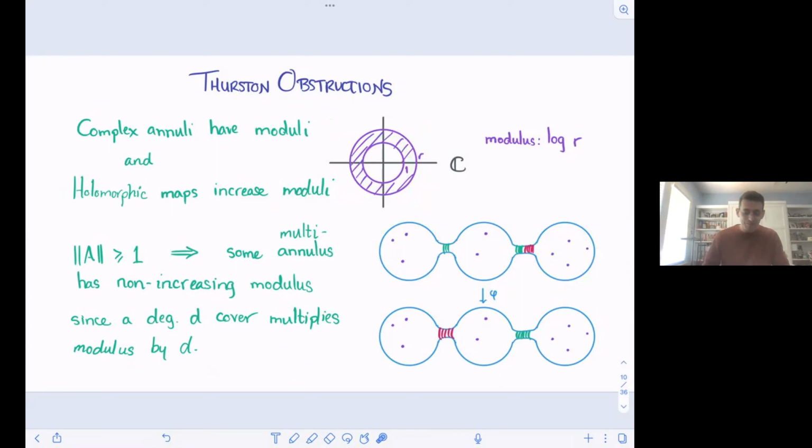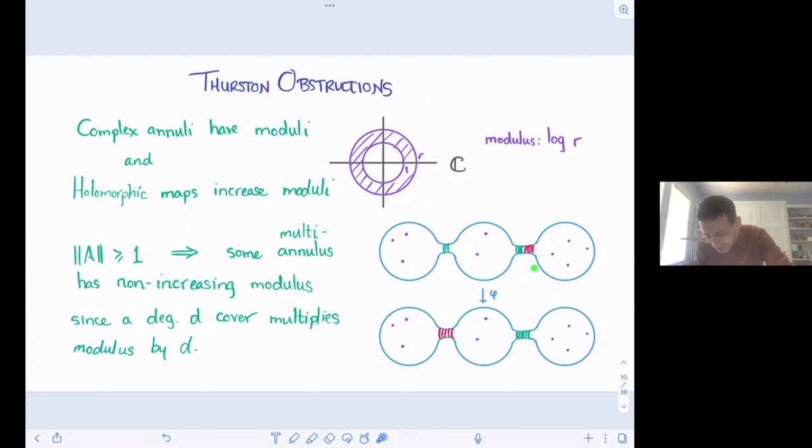Okay, but if the operator norm of that matrix was bigger than 1, that means you would have some multi-annulus, meaning a collection of disjoint annuli. And what is that matrix doing? It's recording how big these annuli are up here. So when you take a degree D cover, we just saw z squared multiplies the modulus by 2 going forward. So if you go up through the holomorphic map, it divides the modulus by 2. And so that's why you have 1 over something in that matrix.